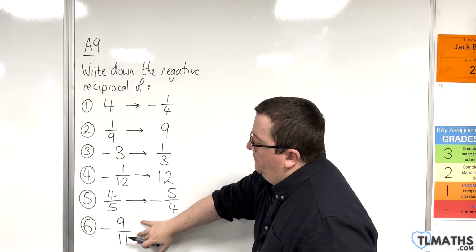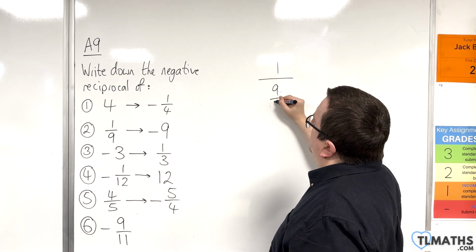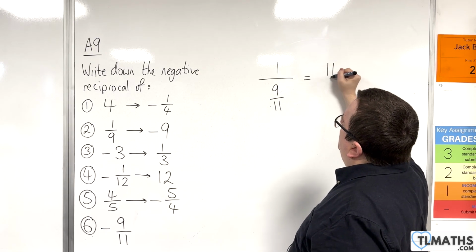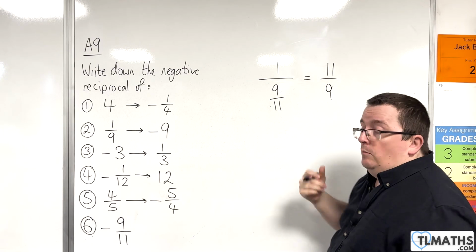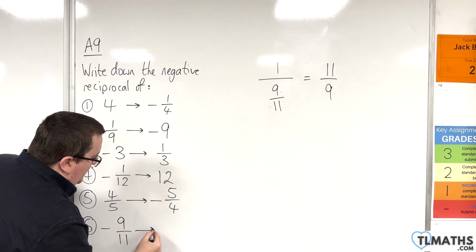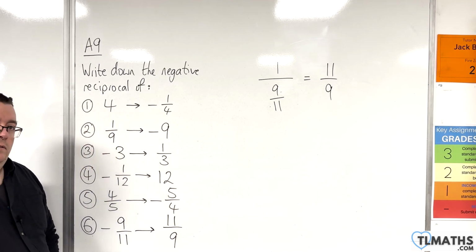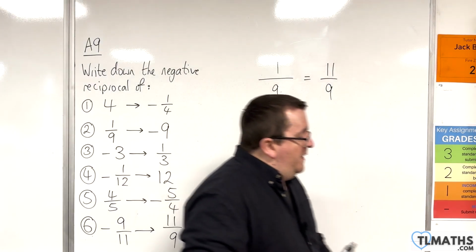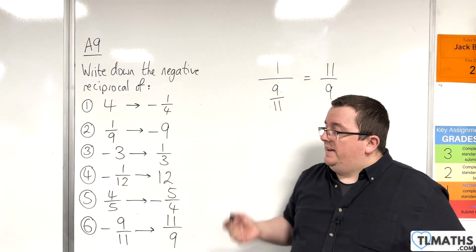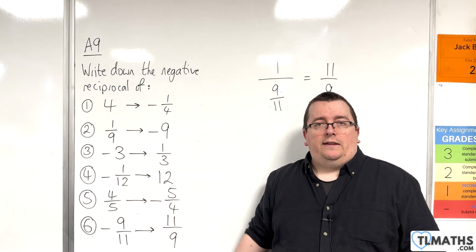Now the last one is 9/11. So the reciprocal is 1 over 9/11, which is 11/9. And then we need to change the sign. So minus 9/11, the negative reciprocal is positive 11 over 9. Okay, so this is how we can find the negative reciprocal of whatever gradient is thrown at us.